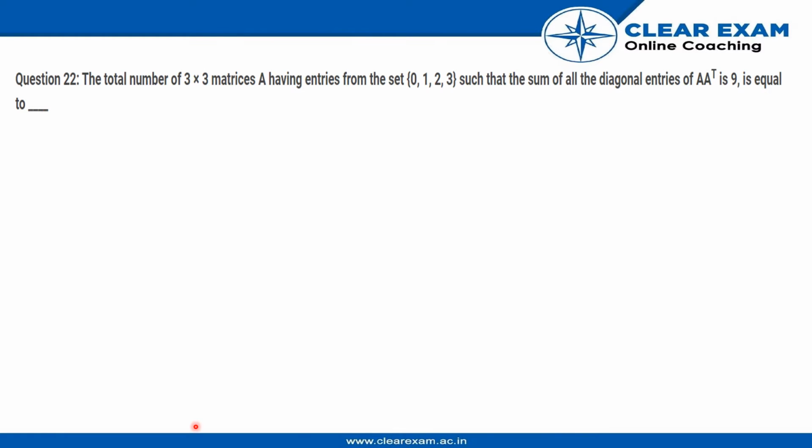Hello students, here is the question. The total number of 3 cross 3 matrices A having entries from the set {0, 1, 2, 3} such that the sum of all the diagonal entries of AA transpose is 9 is equal to.